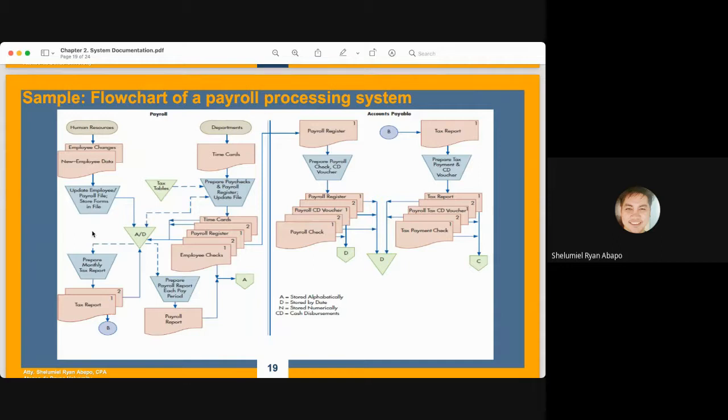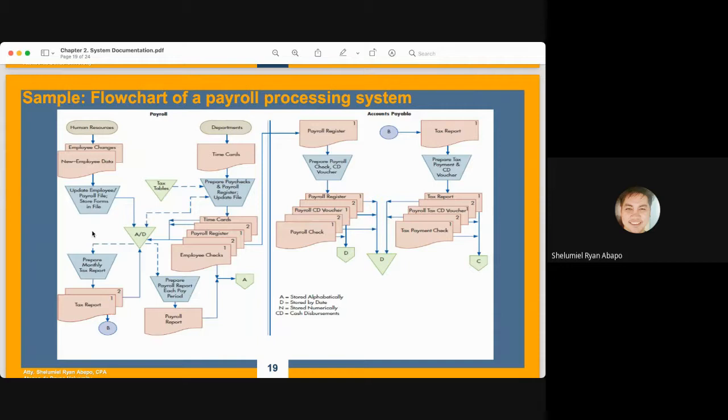From the various departments, you have the time cards, which basically reflect the hours spent at work by these workers. And then what will happen to the documents prepared by the human resources is to update the employee payroll file and store forms in a file. While the time cards will be used in the preparation of paychecks and payroll register, which will result in the time cards, payroll register, and employee checks. These are now forwarded to what we call the payroll report.